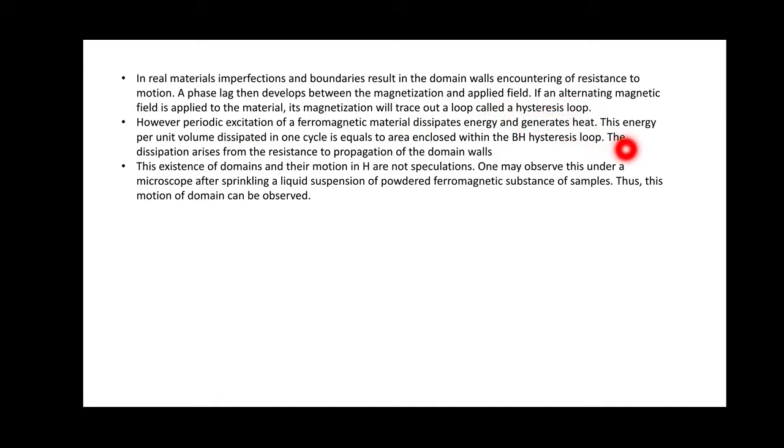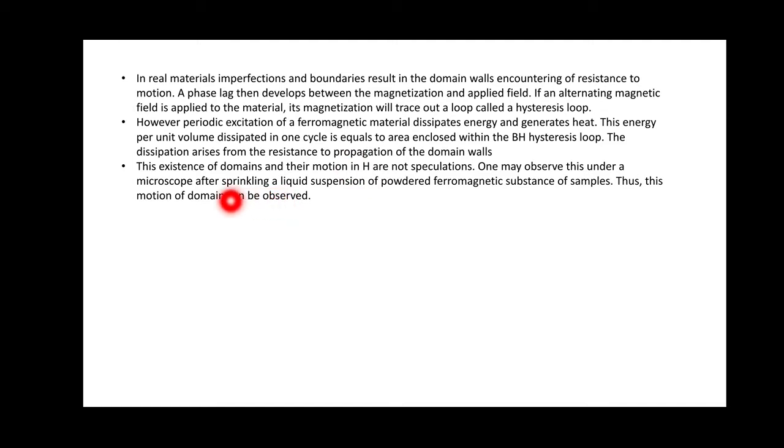Although this resistance is not the same as mechanical resistance, it is a resistance. The energy per unit volume dissipated in one cycle is equal to the area enclosed within the B-H hysteresis loop. The dissipation arises from resistance to propagation of the domain wall. That exists because our external field is trying to align all the domains in the direction of itself.